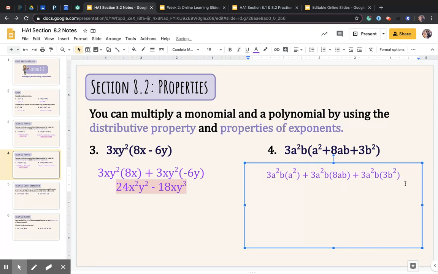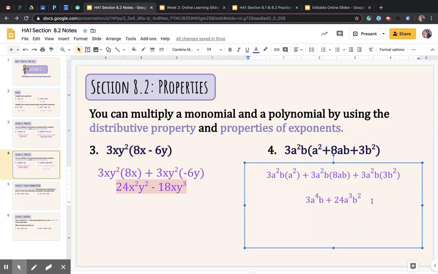Okay? So when I go to distribute, I have 3 times 1, which leaves us with 3. A squared times a squared is going to give us a to the 4th. And then the b gets left by itself. There we go, b. Okay. And then I have 3 times 8, which gives us 24. A squared times a is going to give us a raised to the, not to the 4th, but to the 3rd power. And then I'm going to have my b value, and that's going to be raised to the 2nd power since we have b times b. Okay?